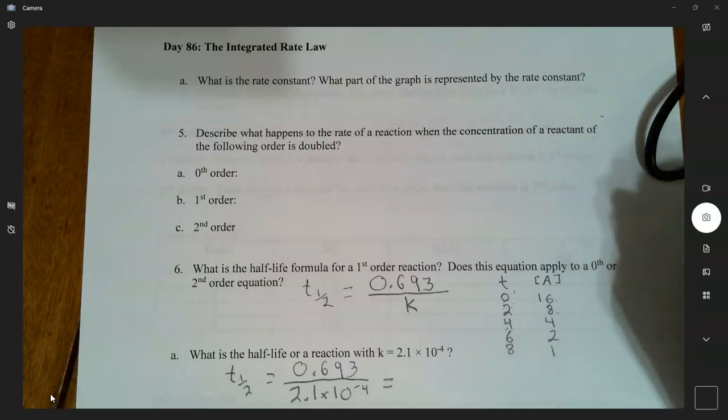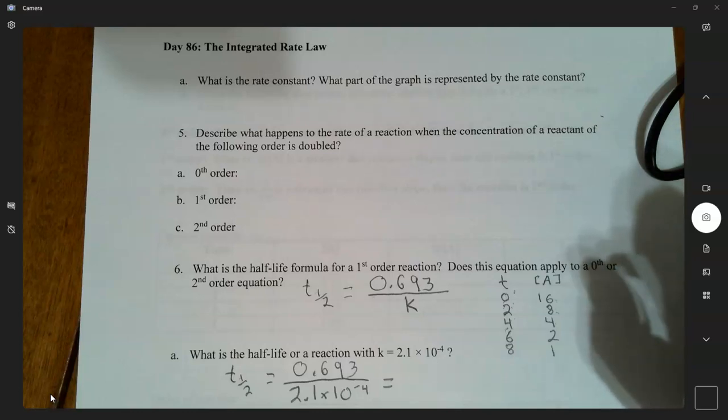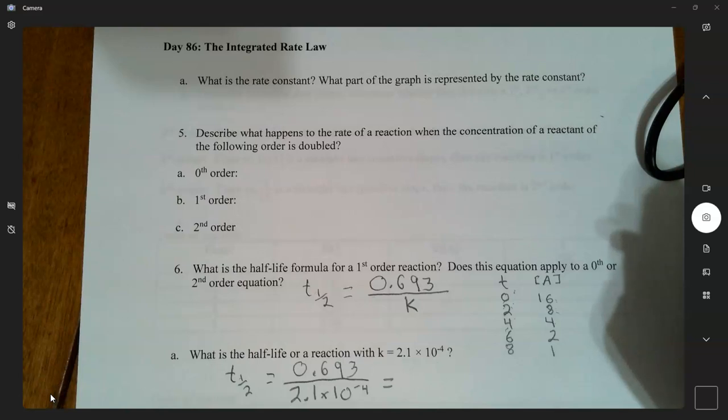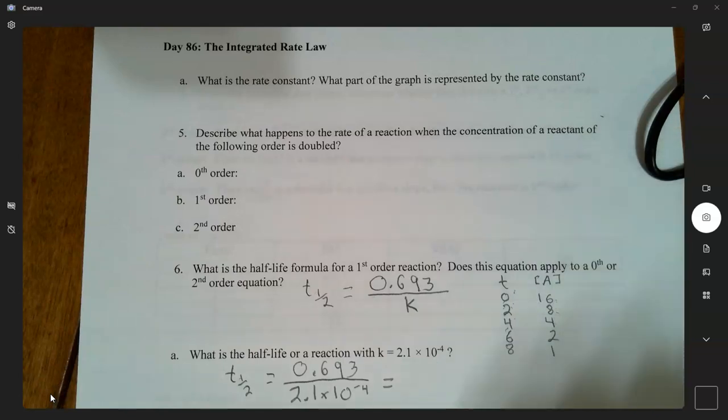What part of the graph is represented by the rate constant? We just saw that. It's the slope. If it's positively sloping, that would be a second order reaction, or it's the negative slope if it's first order. Okay, so the slope, or the negative slope, you just take the negative sign off, will tell you what the rate constant is.